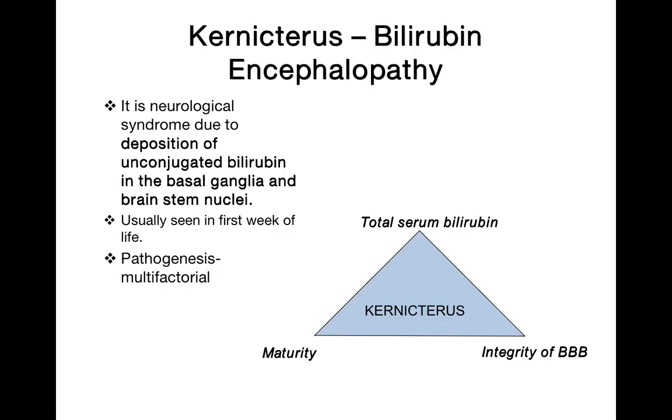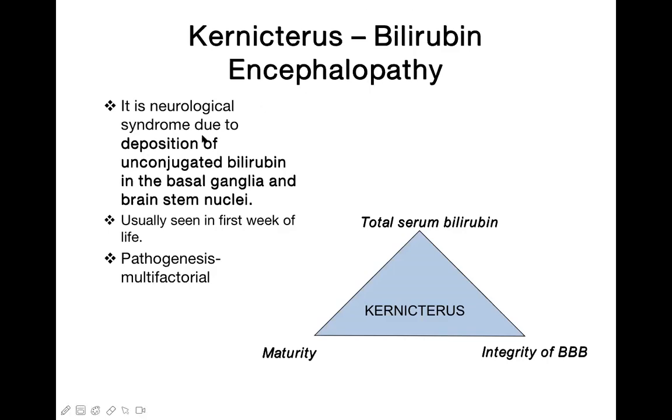cause easy entry of that unconjugated bilirubin into the brain, because blood-brain barrier integrity will be altered. This can occur even more easily in case of preterm babies. That's why in preterm or premature babies, even if they have a much lower level of unconjugated bilirubin or total serum bilirubin, if they are sick, we should do early exchange transfusion or early phototherapy. Now with this knowledge, let's go into the topic.